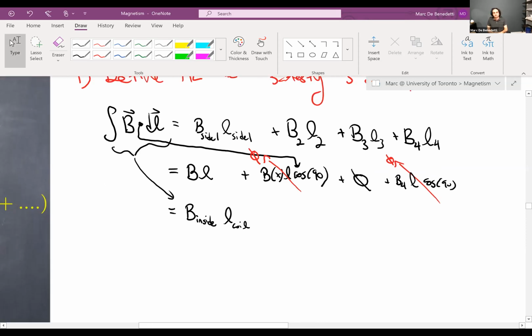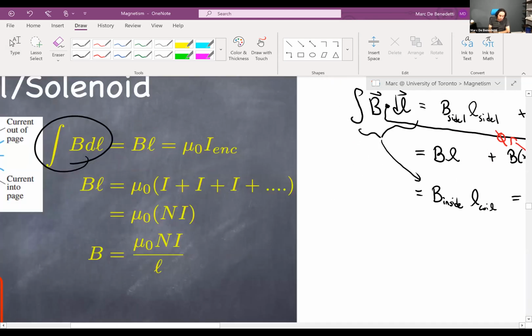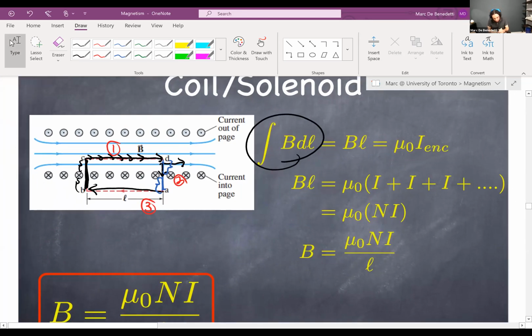Okay, so that's where the left-hand side comes from. Now the right-hand side of Ampere's law is mu naught times the total enclosed current. How much current have we enclosed? Now I'm going to erase my doodles here to make this easier to read. How much current have we enclosed? Well, if we draw our Amperian loop like this, we've enclosed 1, 2, 3, 4, 5 times I.